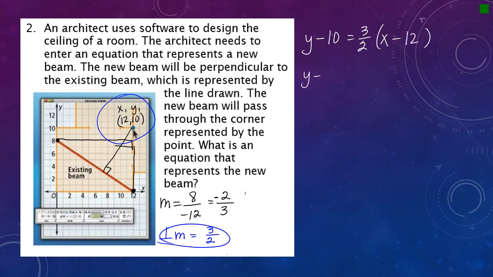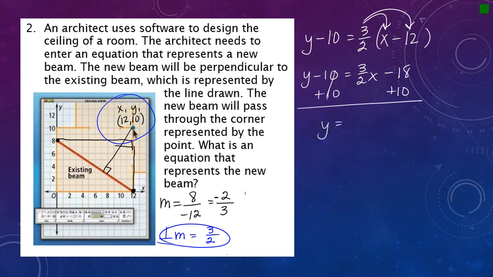So now I'm going to simplify. y minus 10 equals 3/2 x. And then if I multiplied 3/2 times 12, it would give me 18. And now I'm going to add 10 to both sides. So I have y equals 3/2 x minus 8. So this is the new beam that they want to install.